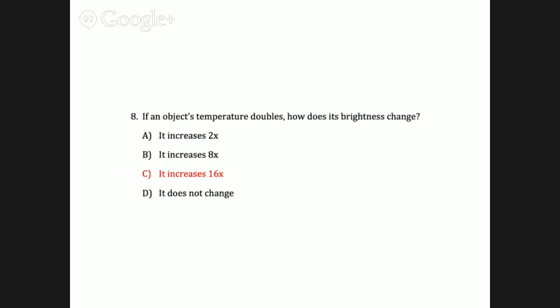This was a question that I went over very briefly in the notes, but this is the Stefan-Boltzmann law: the fact that the brightness of the source scales as temperature to the fourth power, right? So that's one of the equations you actually had in your exam. This is an example of making sure you know what the equations are in your equation sheet and how to use them.